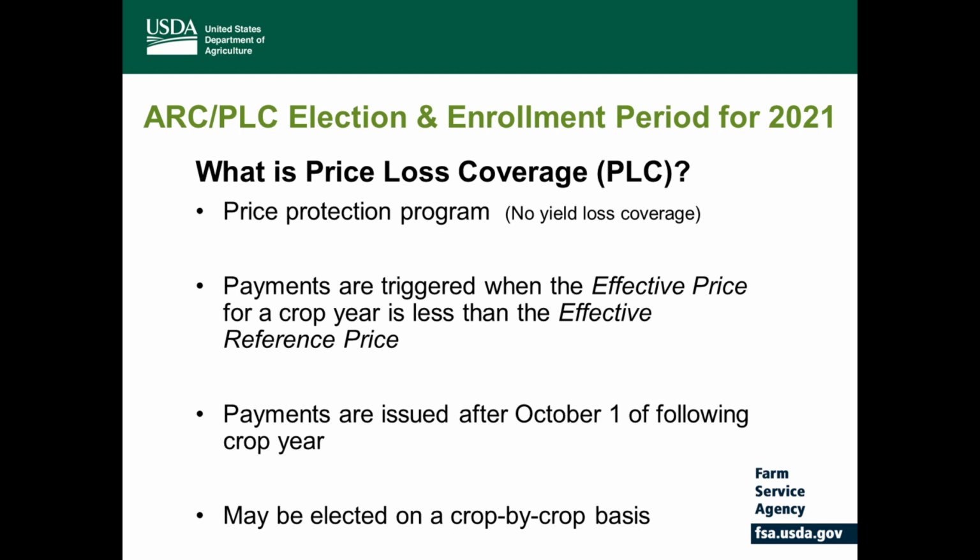So now I'm going to just take you through a brief explanation of each program and how it works. And the first one we're going to cover is the Price Loss Coverage Program. And PLC is simply a price protection program. Payments are triggered when the effective price for a crop year is less than the effective reference price. Payments are issued after October 1 of the following crop year. We always make our payments for ARC PLC a year in arrears. And again, PLC can be elected on a crop-by-crop basis.